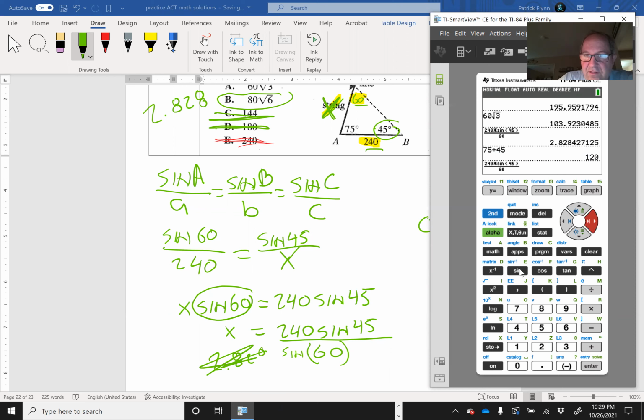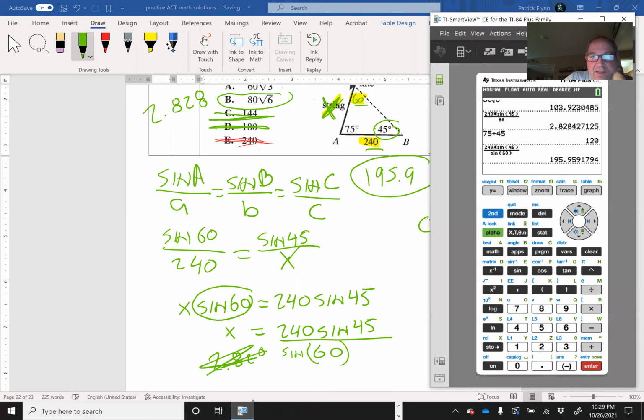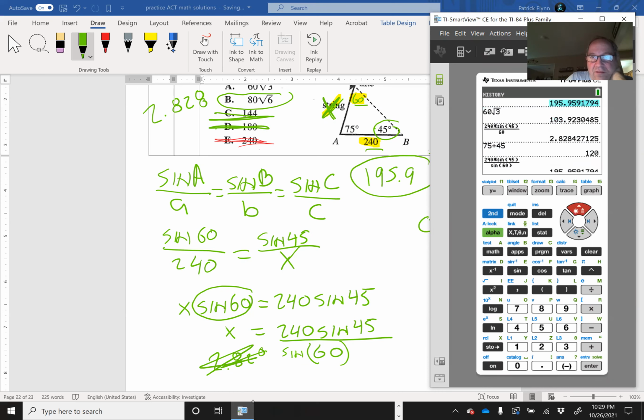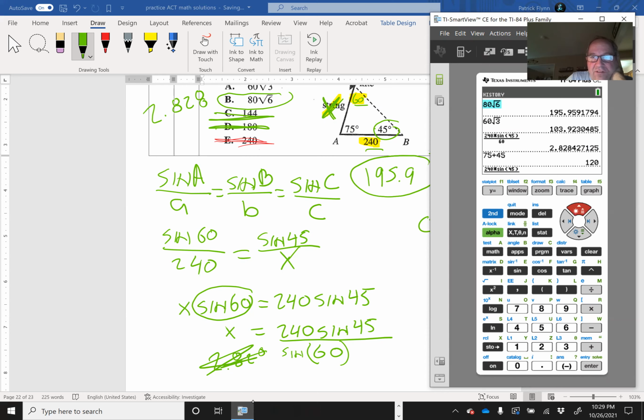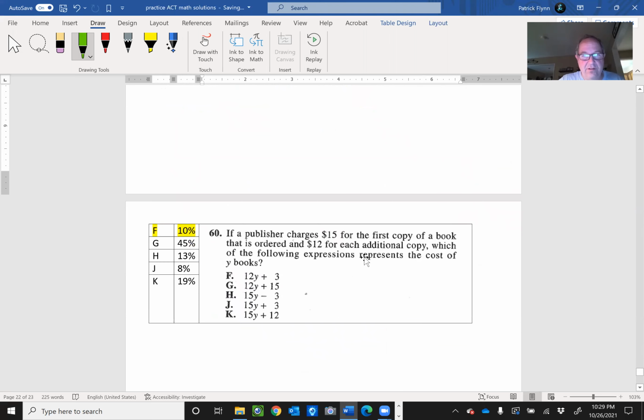So it should be the sine of 60. And we get 195.959. So we get 195.9. Okay, now if I go back, and I think I've already typed in our decimals for this stuff. There it is. 80 root 6 is exactly 195.959. Boy, that was a good one, Pat. All right, that's what you get for doing videos at 10:30 at night.